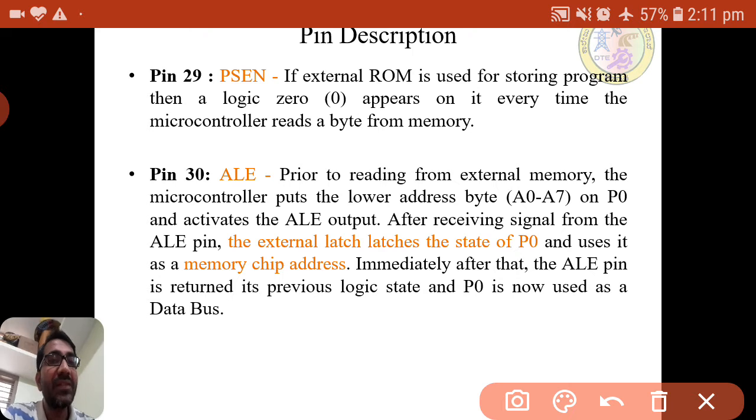So this will be the control signal which differentiates between the address and the data. It will be more clear when we see the waveforms. Basically, in module 1 we are seeing a brief introduction and brief information about all the signals. In the rest of the modules you will see in detail how exactly they work.